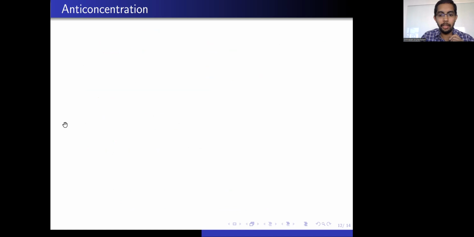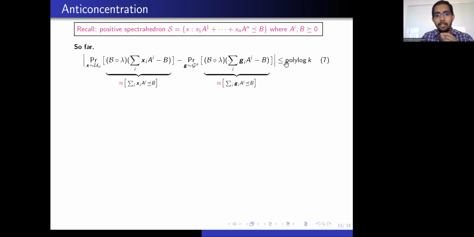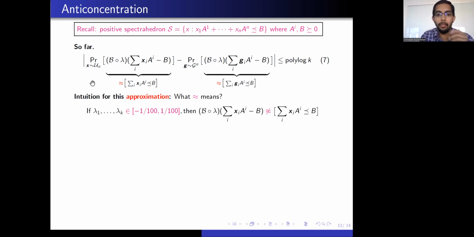Next, let's talk about anti-concentration. So far, what have we established? We have established equation 7. We have shown that B circ lambda, when we give summation xi ai minus b or summation gi ai minus b, is small. But as I said, we want to not just work with the Bentkus modifier, we care about the orthant function, but with matrices right now. I'll give you the intuition for this approximation now. This is approximately what we want, and this is approximately already true.